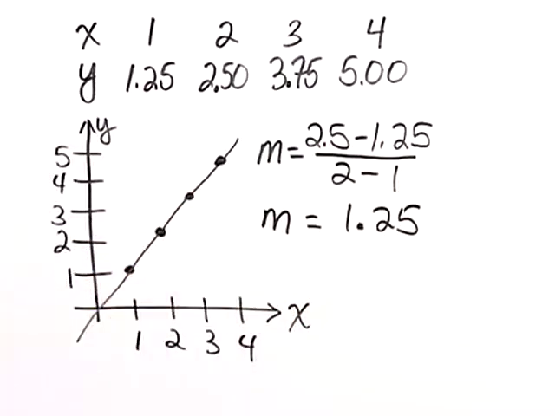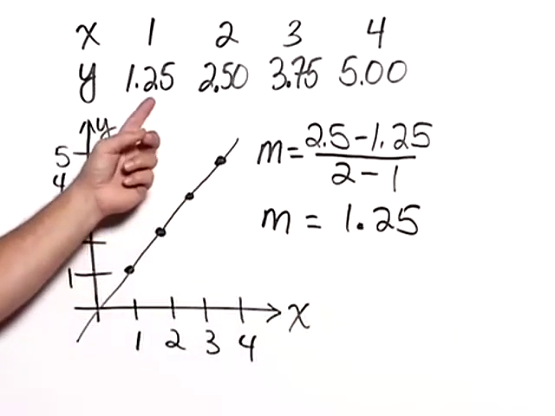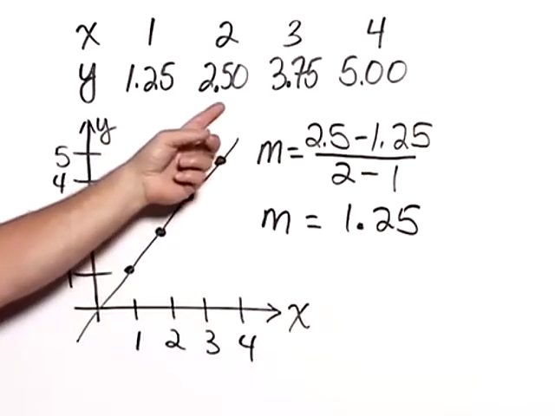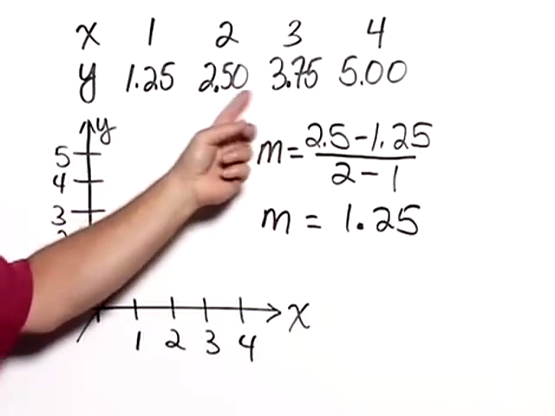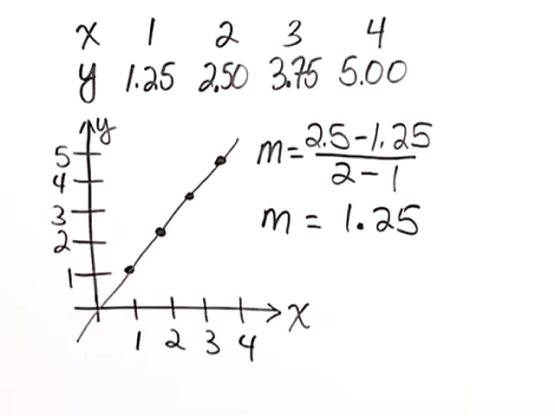Well, interestingly enough, let's just take this slope of 1.25 and notice that that is the difference between these two because we just calculated it. But it's also the difference between these two, as well as the difference between these two. So in fact, that slope of 1.25 is correct.